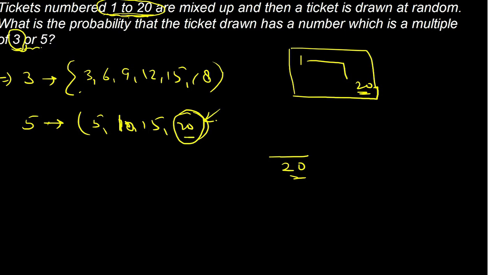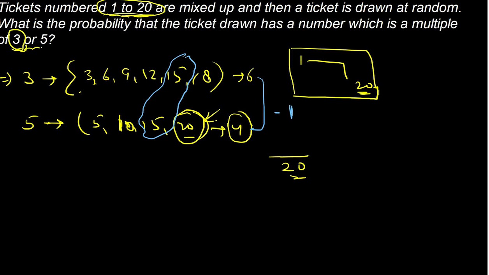For now, let's start here. So how many numbers are there? 3, 6, 9... So 6 numbers are there. And 4 numbers are there, but there is a problem: out of that, there is one number which is common to both of them. So obviously 6 plus 4 is 10, but minus 1 should be there. Why? Because this number, you have taken two times. So 15, 15. So 6 plus 4 is 10, 10 minus 1 is 9. So your number is going to be 9 by 20.